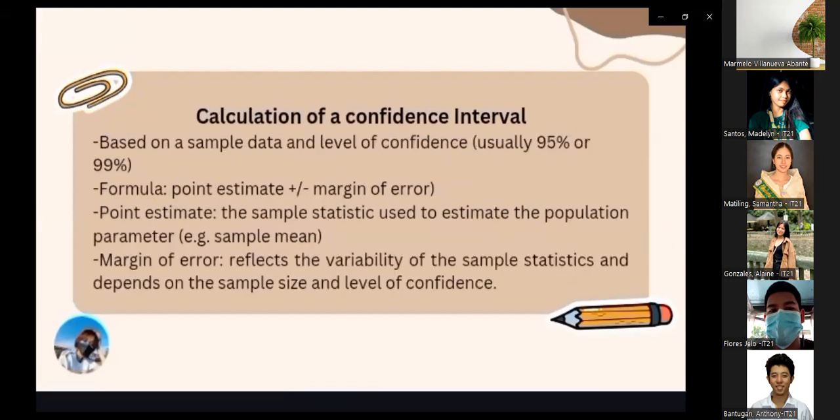Now, for calculating a confidence interval, confidence intervals are based on sample data and a level of confidence, which is usually 95% or 99%. To calculate a confidence interval, we use the formula point estimate plus or minus margin of error. The point estimate is the sample statistic used to estimate the population parameter, such as the sample mean. The margin of error reflects the variability of the sample statistic and depends on the sample size and level of confidence.